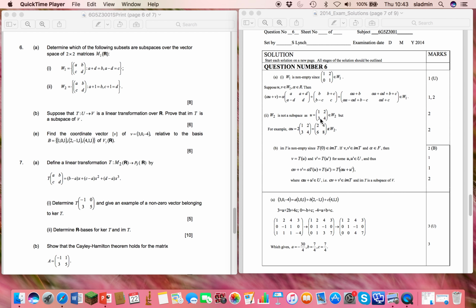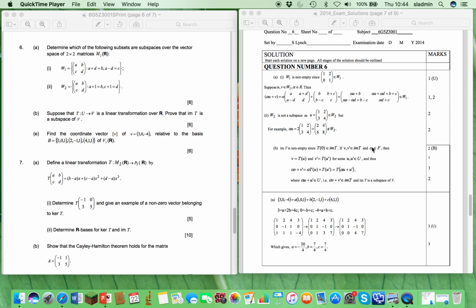However, if you multiply this vector by 2, then we get this matrix 2, 4, 6, 8. Now you can see that this breaks down because we should have the element in row 1, column 1 plus 1 giving this element. But 2 plus 1 gives us 3, not 4. So this vector is not in W2. So therefore W2 is not a subspace of M2 over R.